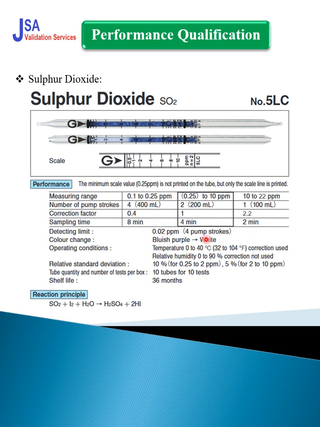Which one you want to use is as per your protocol. The sampling time is also different for the different ranges: 8 minutes, 4 minutes, and 2 minutes. The sampling volume is 100 ml per minute, or 400 ml, 200 ml, or 100 ml. That is the criteria for this sulfur dioxide.